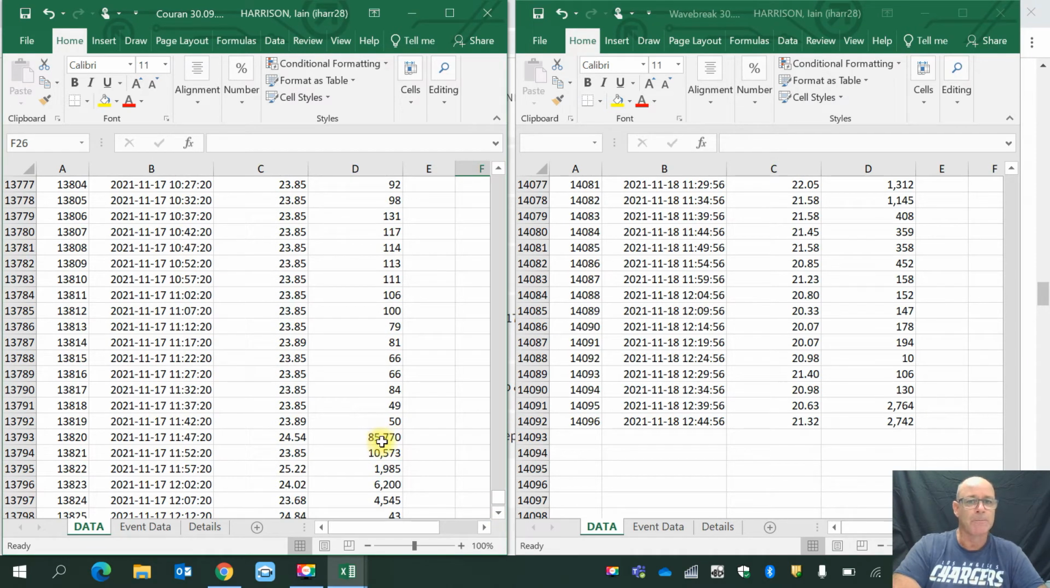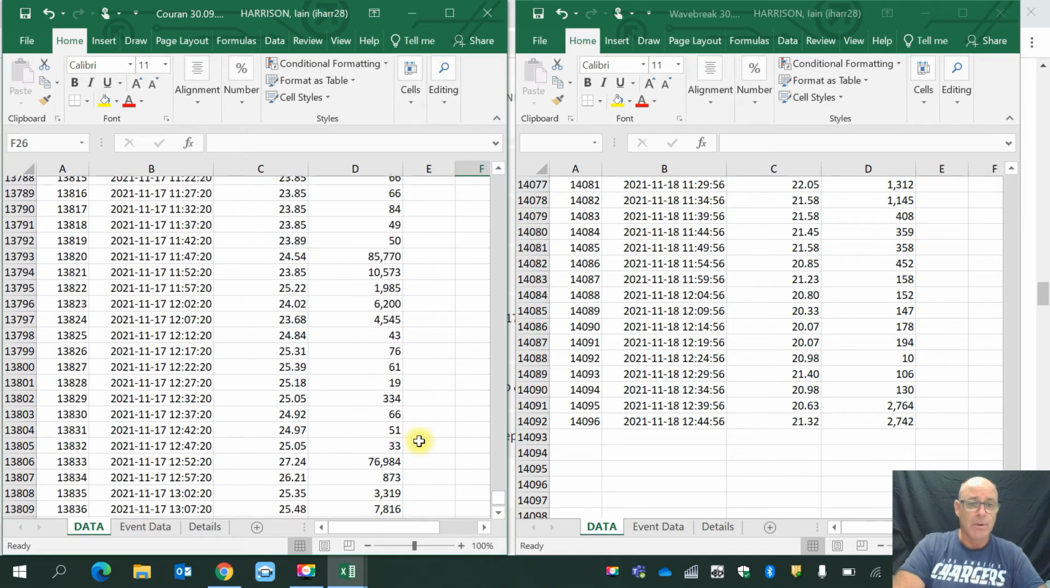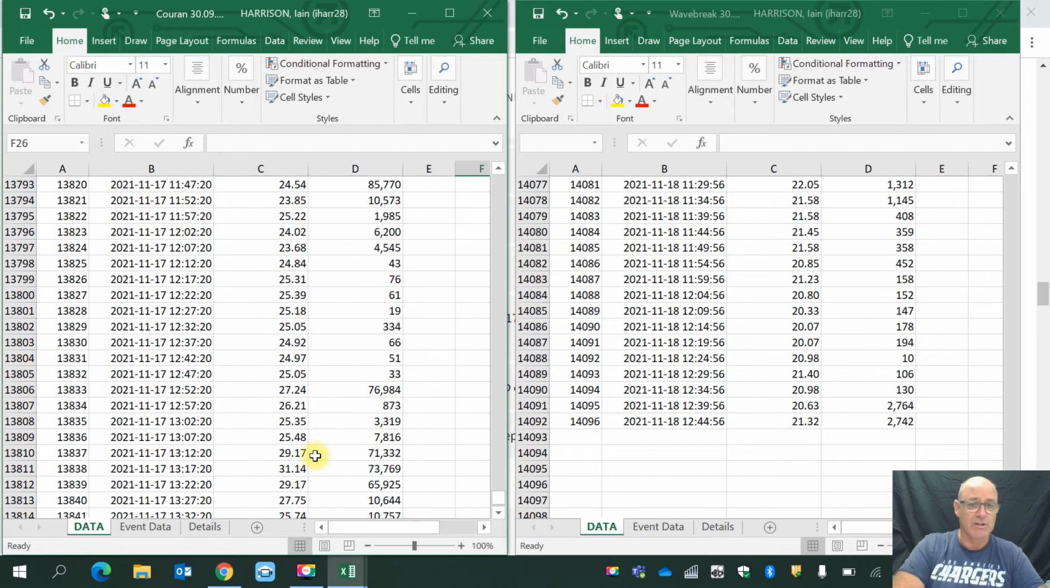Now, as we travel through this data, look at this one here, see that massive jump where it jumps to 85,770 lux. I would suggest that at that point, the logger was pulled out of the water, the unit was pulled out of the water. So not only do we see a jump in light intensity, but as you can see, we're also seeing an increase over time of our temperature.